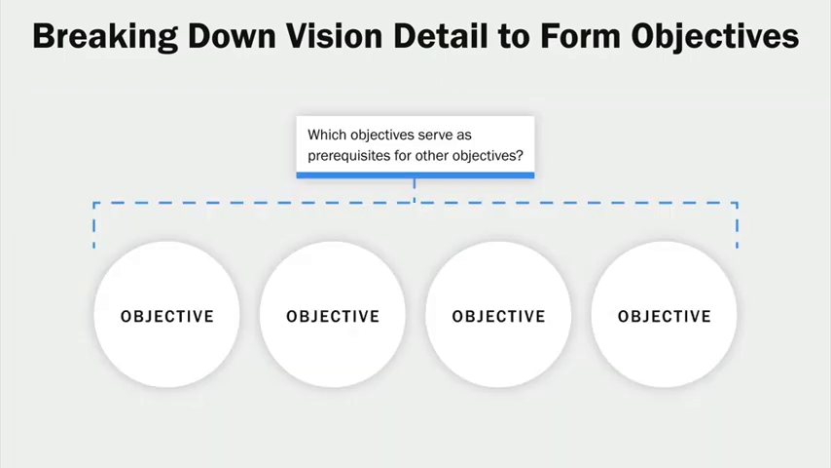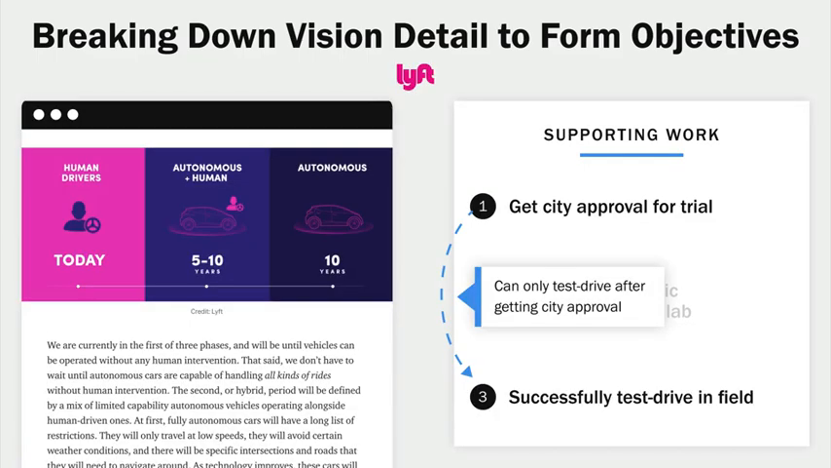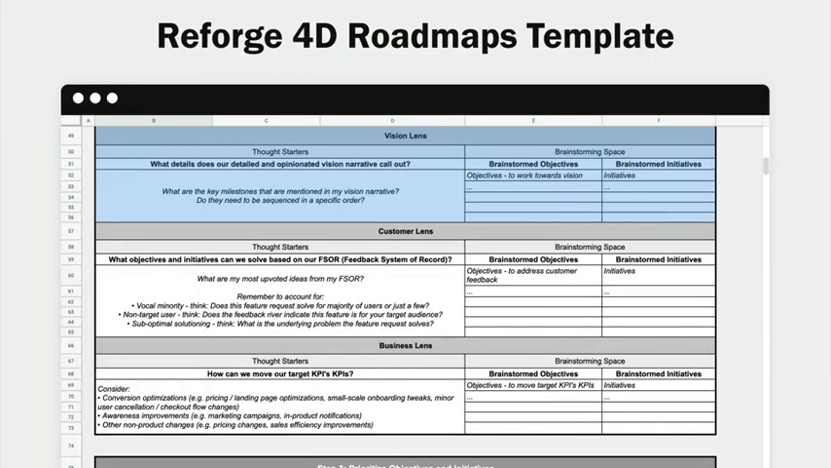Once you've created your objectives, consider which serve as prerequisites for others. This helps you further narrow down the potential list of objectives to work on. For example, in the Lyft example above, a test drive in the field would never be a candidate objective until city approval for a trial is obtained.